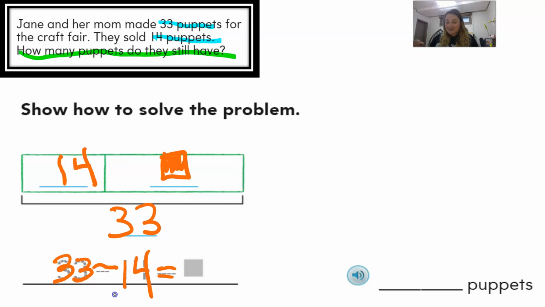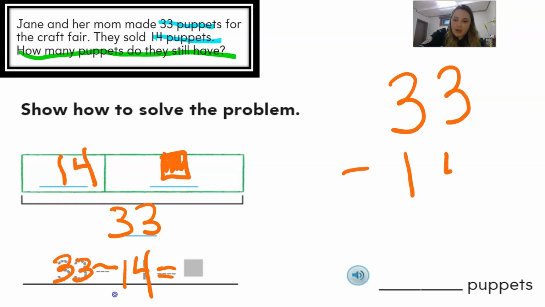So now that we have our diagram done, now that we have our number sentence, now we can go ahead and subtract. Okay, so I'm going to use my poem. I'm going to rewrite it first. I like to subtract writing one number on top of the other because that way I can see which are the ones and which are the tens. Okay, so remember our poem. More on top, no need to stop. More on the floor, go next door and get 10 more. So there is more on the floor. I cannot take away 4 from 3.